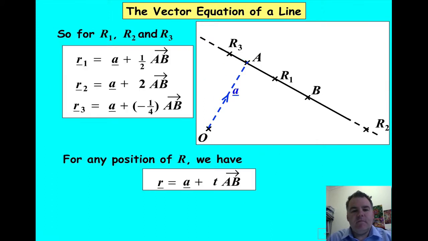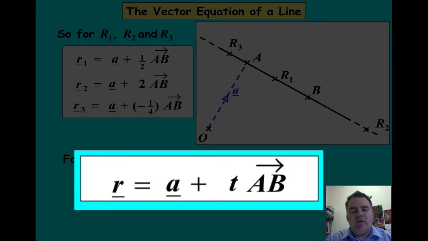Okay, there it is. The general equation of the line is the vector A, and A is the position vector of any point on the line. T is just a constant, which we vary to get different points. And AB is the vector in the direction of the line. So we could have gone from B to A, in fact.